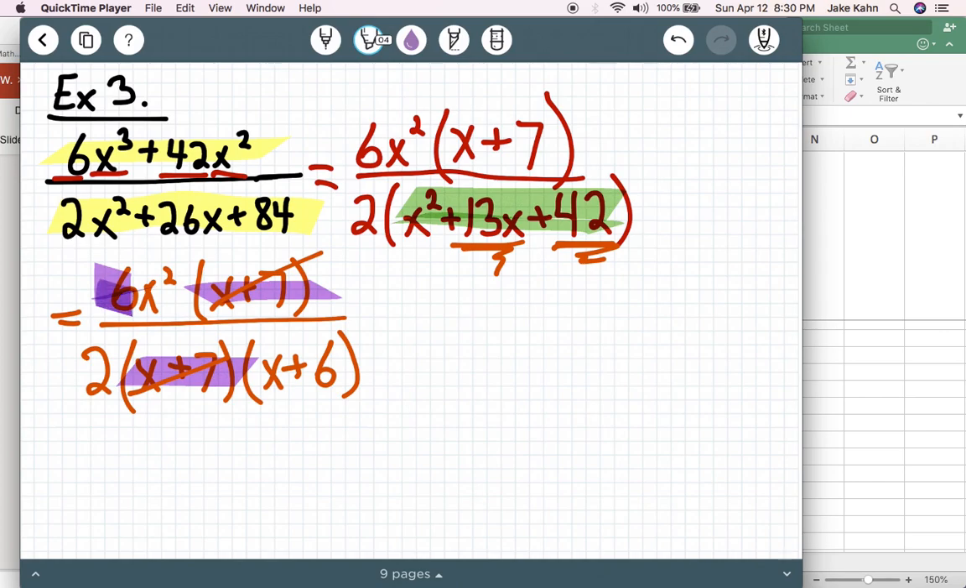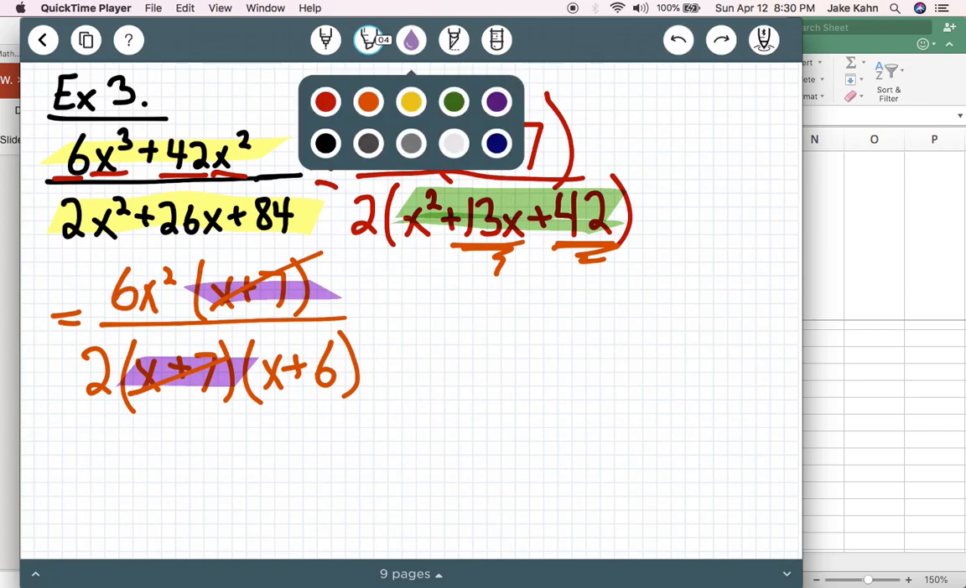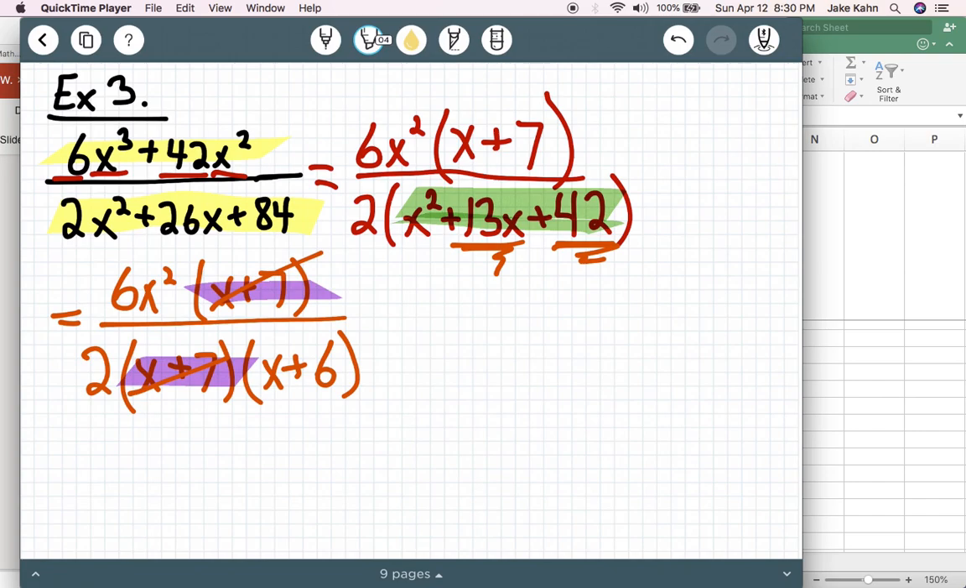Oh, that wasn't a good color combo. Give me one sec. I think yellow just might work best.